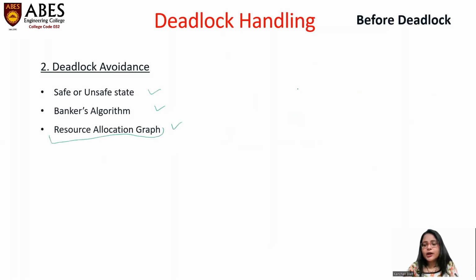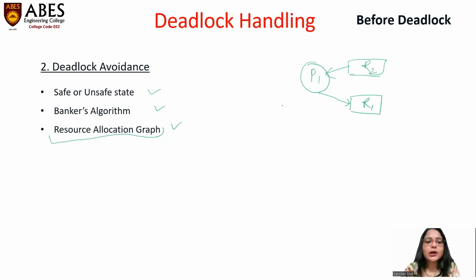In it, we show the resources allocated to the processes. Processes are represented with circles, and a resource allocated to a process has an edge directed from the resource, like R2, to the process. And if the process is requesting a resource like R1, the requesting edge is directed from the process to the resource. In this way, this will be the allocation graph.